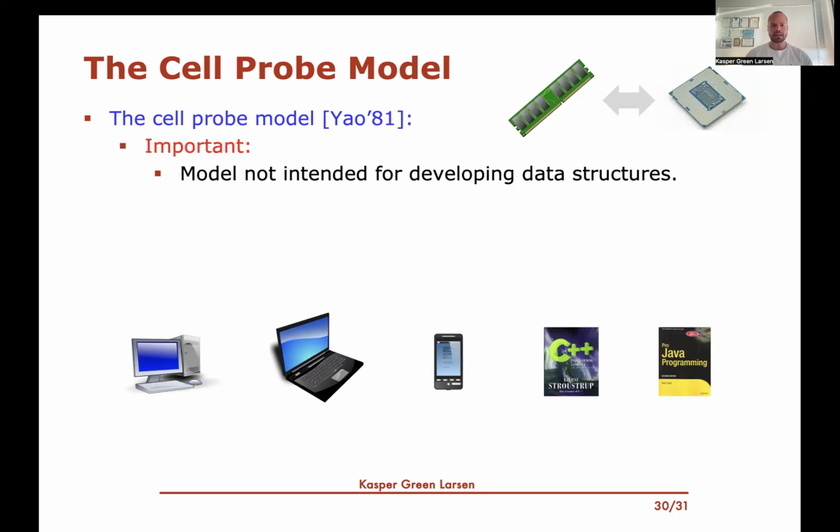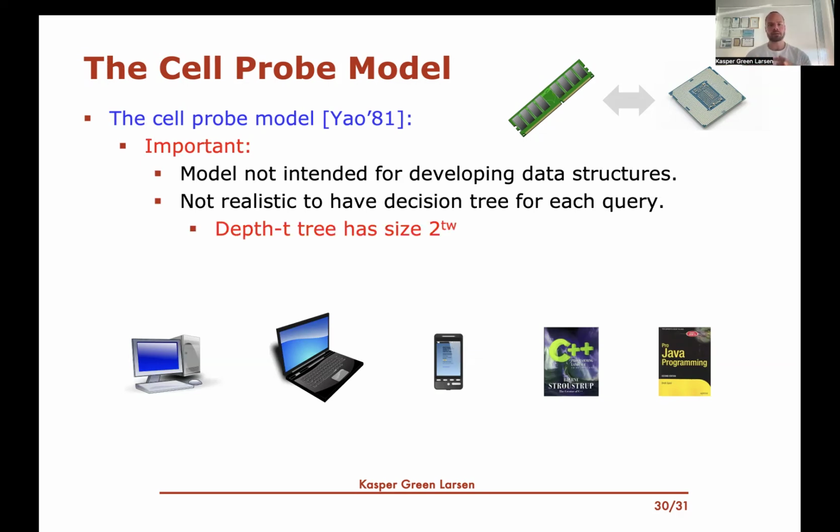So I guess one very important thing to note here is that this model is not meant for developing data structures, right? Because it's a little weird to have these decision trees and allow arbitrary instructions. This is really not realistic, that you have a giant decision tree for every possible query, right? Because in particular, if your query time is T, a depth T decision tree is really large, right? It has size 2 to the T times W. So the size of this tree is exponential in the query time. So you would not develop data structures in this model, right?